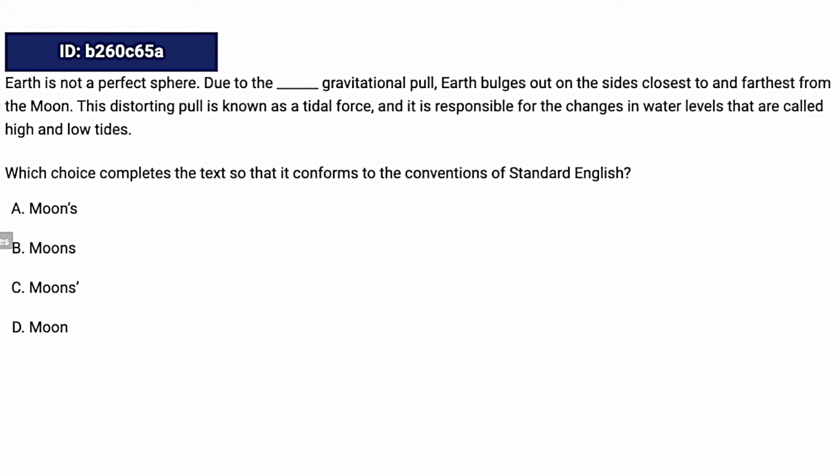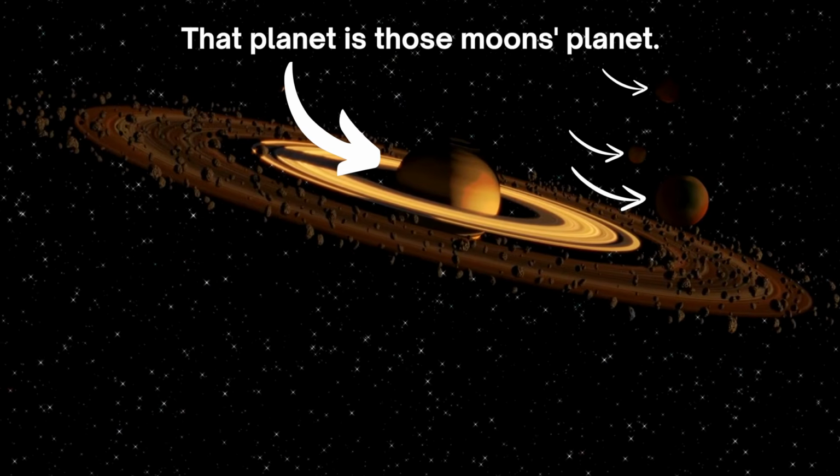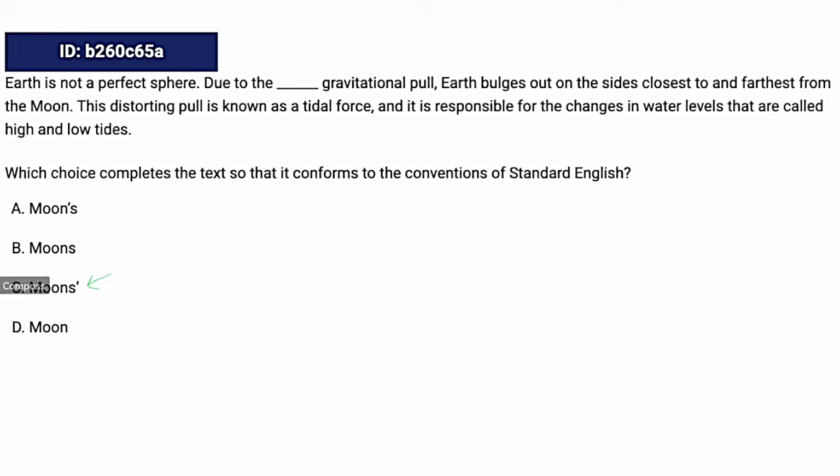And then the third one here, if you have an apostrophe after the S, that means it's plural and it's possessive. So we would have multiple moons that own something. So like the moon's planet, for example. If there were several moons orbiting a single planet, you could say that that planet is those moons' planet. And then finally, moon, I think you know what that means. It's just one moon. So let's actually look at the context here.